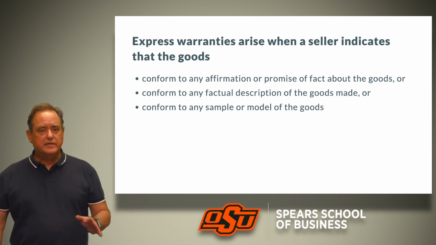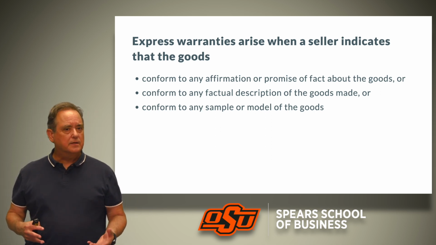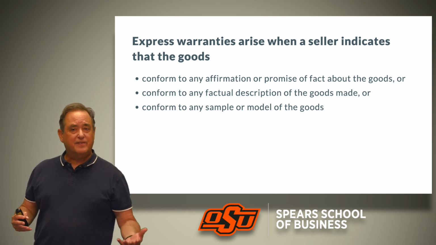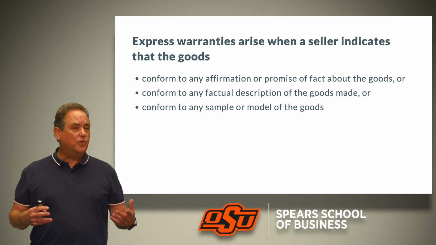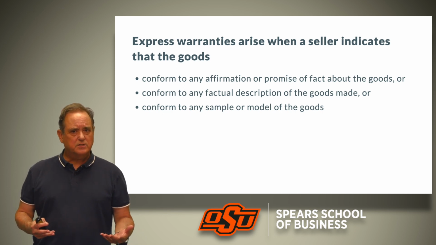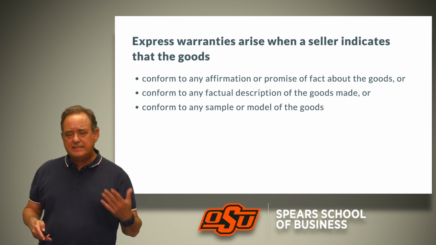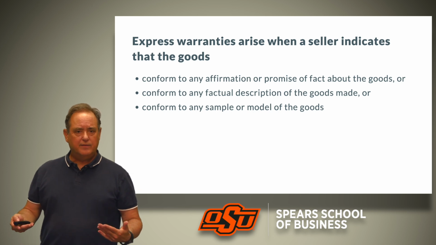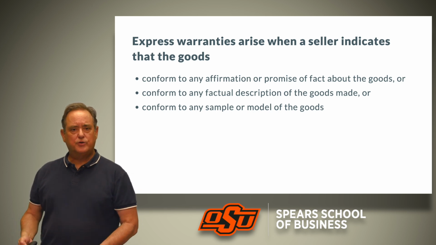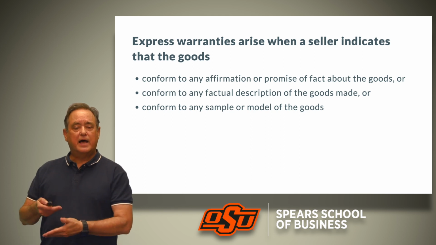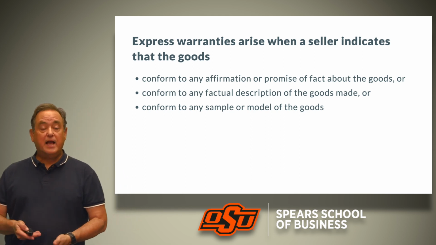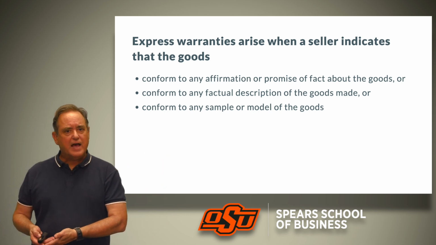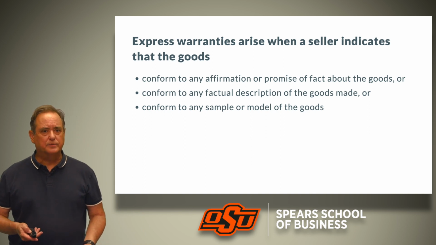Now, express warranties arise when a seller indicates that the goods conform to any affirmation or promise of fact about the goods, or conform to any factual description of the goods, or conform to any sample or model of the goods. If I am going to sell you fabrics, and I show you a sample of the fabric, then I am warranting, I am guaranteeing, I am promising that the fabrics you will receive will match the fabric that I've used as a sample.